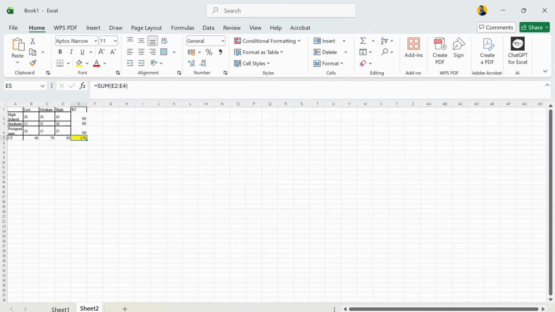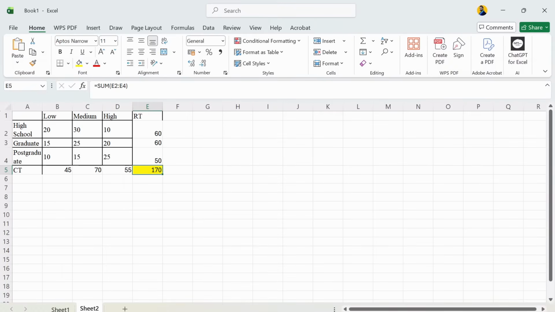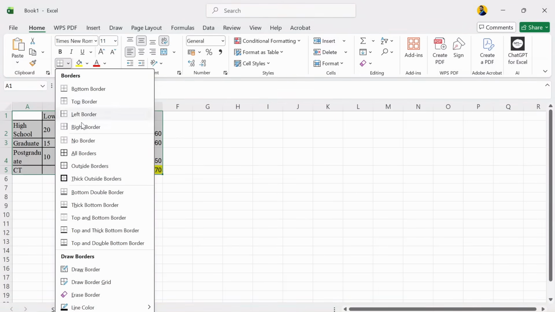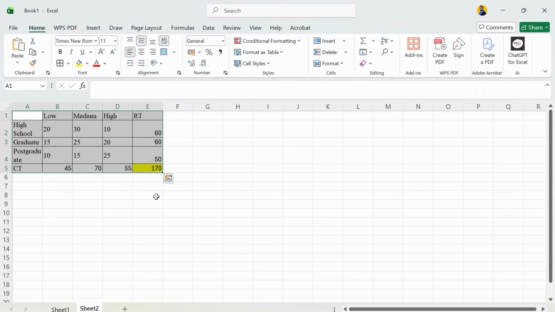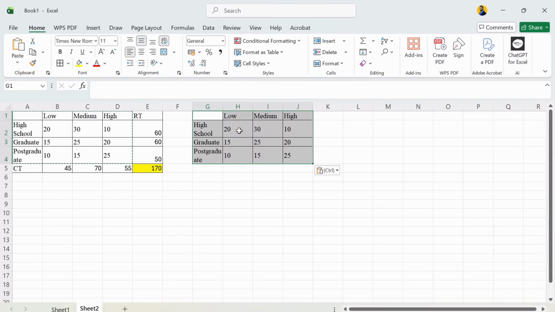Now we will use the second table, and before that, just arrange it: select and make the border. Okay, now this is our first table. So for the second table, we need this data. Just simply copy this much, Control C, and now here we will do Control V. As we are making the second table, we don't need this required data, so delete.